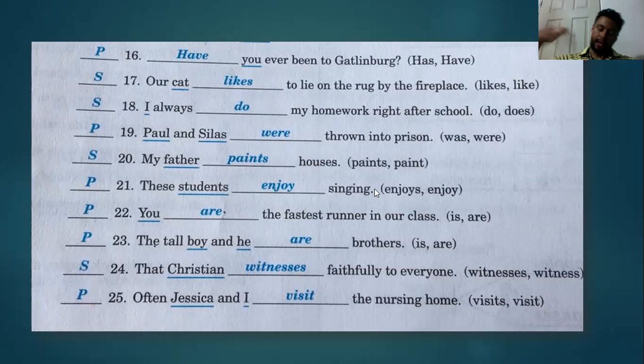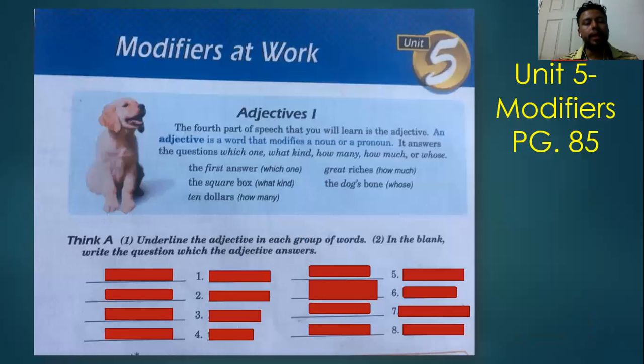Okay, let's get into the real topic for today's class. Welcome to Unit 5. What is that about, mister? Well, actually, it's about modifiers. Let me explain to you. A modifier, in this case, we refer to adjectives. Remember, adjectives can be used to describe or modify something, a noun, a person, an animal, an object, etc. So you can use it in many ways.